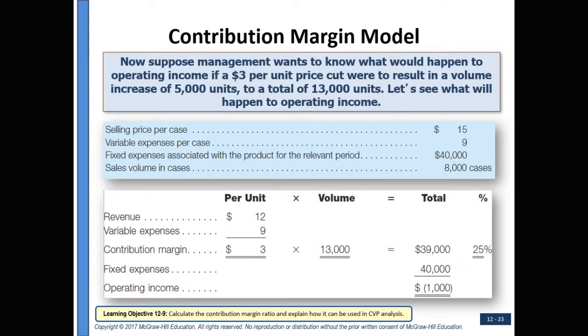The company will produce a contribution margin of $39,000. But those fixed expenses don't change, and they continue to be $40,000. So the company would actually experience an operating loss of $1,000 if management was to lower the price $3 per unit. The increase of 5,000 units does not offset appropriately to make this a wise decision.